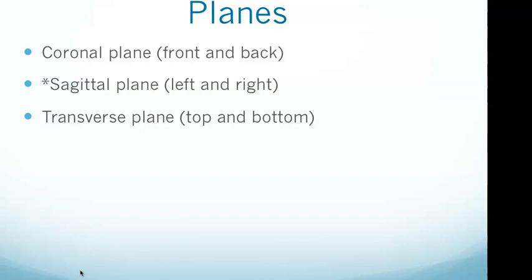The coronal plane separates the body into front and back halves. The sagittal plane, which was a question back at the beginning, we'll see it again here at the end, separates the body into left and right halves. And then the transverse plane, it runs horizontal and divides the body into top and bottom. Sometimes the transverse plane is also referred to as the axial plane, but on the exam you're going to hear it referred to as the transverse plane.